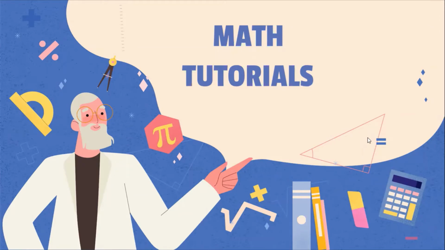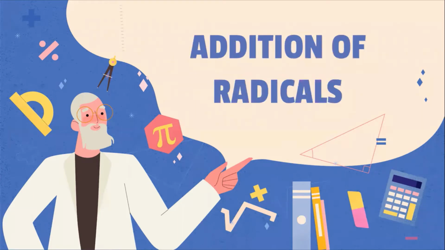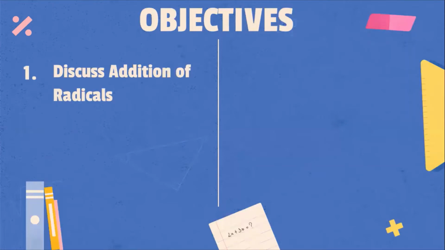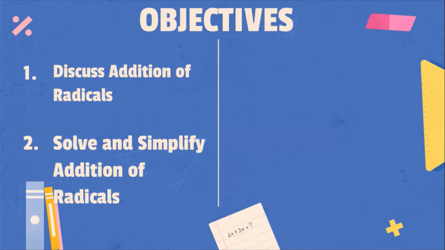For today, we are going to discuss addition of radicals. What are the objectives of this lesson? Number one, discuss addition of radicals. And number two, solve and simplify addition of radicals. We are going to simplify and solve addition of radicals and we are going to discuss it today.